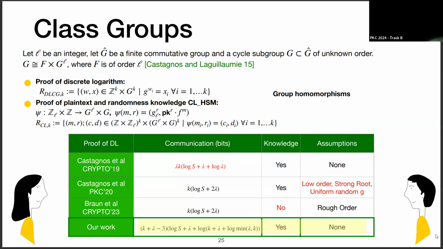And moreover, in a more recent work of Braun et al. at Crypto last year, again, the communication is a bit better than our case. However, they also rely on some assumptions, plus they don't get knowledge because in their application, they don't need to extract the secrets. So what we get in our work is a communication complexity which is better than the first one. We get knowledge because we can extract the secrets, and we don't need extra assumptions.